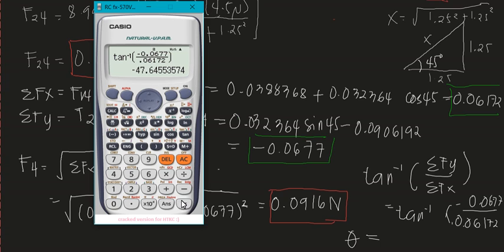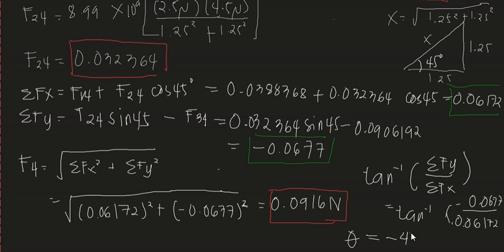So this is equal to negative 47.6 as our angle. So our final answer will be this one: 0.0916 Newton at an angle of negative 47.6 degrees. So this is it for our introduction to electrostatics.